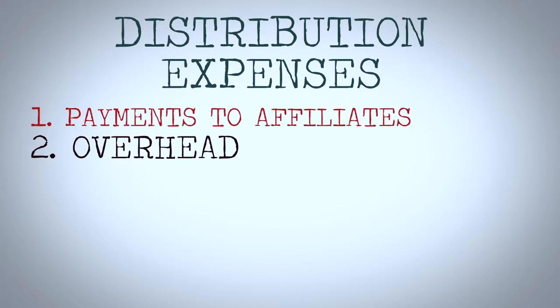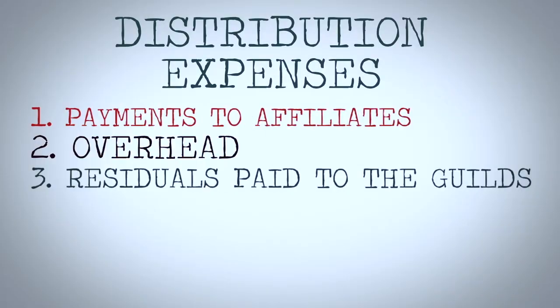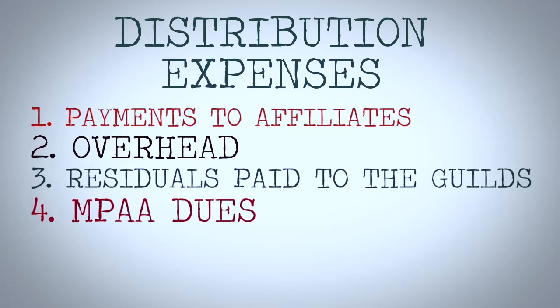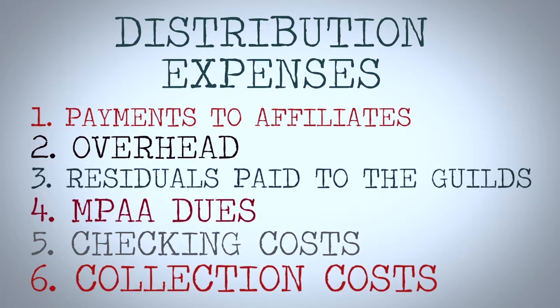They always get to deduct residuals paid to the guild, so you should expect that showing up on your distribution statement. There often are certain categories of expenses that you would think wouldn't be deducted, but that are always deducted. MPAA trade dues, which in truth is overhead, but they always allocate part of that to your film and deduct it. Checking costs, where they're checking reporting by the theaters. Collection costs. There are all these expenses that often will show up on your distribution statement.